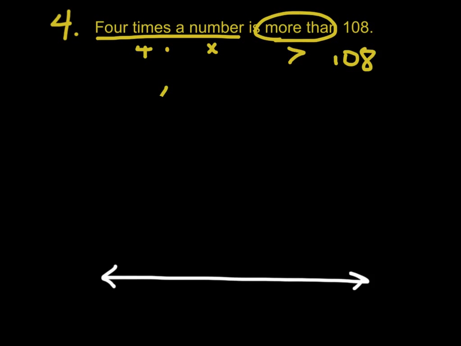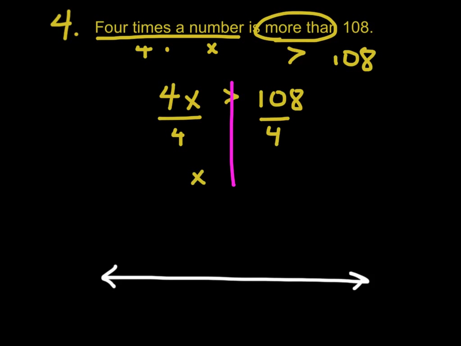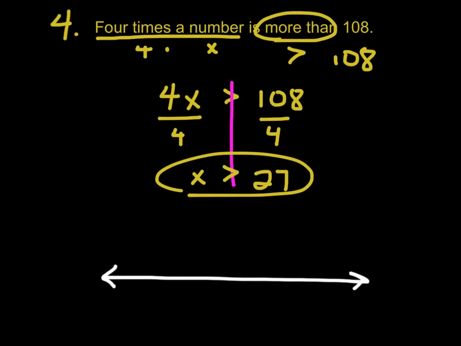So to set up here, we would have 4 times x, which is 4x, must be greater than 108. So to solve on this one, again, easy step, we're just going to divide both sides by that 4. So we have x must be greater than 27. That's our solution. So I'm going to start with 27 in the middle, move a couple in either direction, so we would have 28 followed by 29, and then on the left 26 and then 25. So to graph this one, it is a greater than sign.